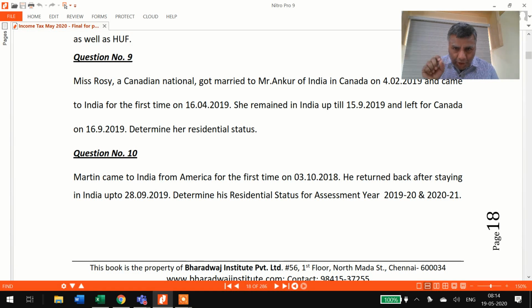He came into India on 3/10/2018. That year ends on 31/3/2019, and from 1/4/2019 the next year begins, and he leaves on 28th September 2019. Determine his residential status for the financial years 1819 and 1920, which are nothing but assessment years 1920 and 2021. Start trying.